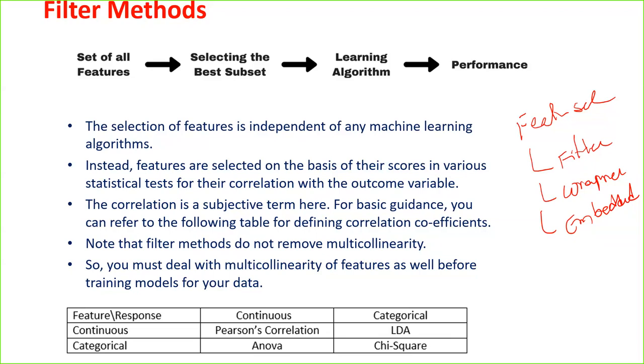In the filter approaches, we give the set of all the features as an input, and then we select the best subset of features. And this best subset of features will be given to the learning algorithm, and then learn the model and evaluate its performance. So the selection of the best subset of features is independent of the learning algorithm. It doesn't matter whether the learning algorithm is SVM or decision tree or logistic regression or something else, because the feature selection is independent of the learning algorithm. So irrespective of the learning algorithm, there is a separate procedure to select the best subset of the features.